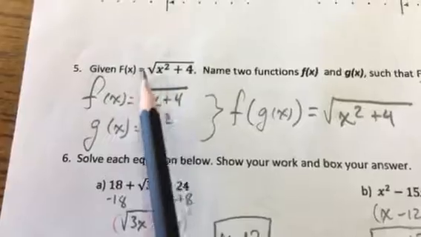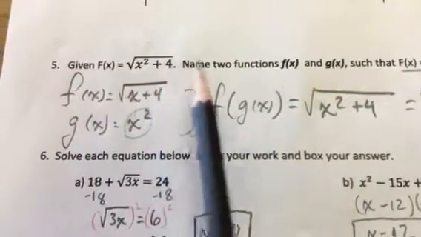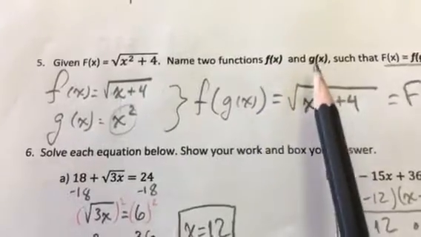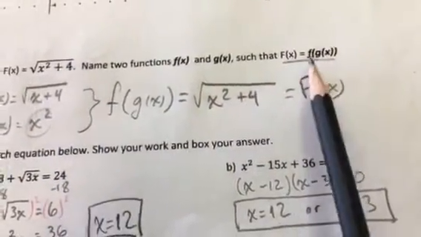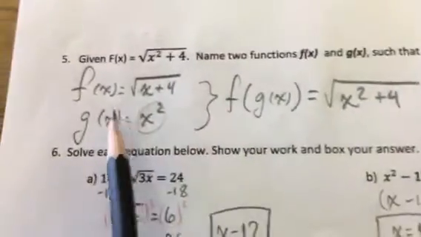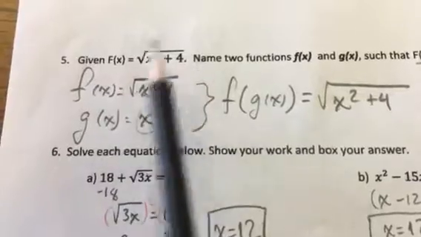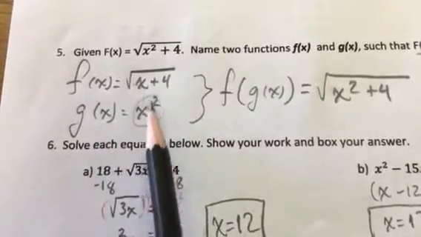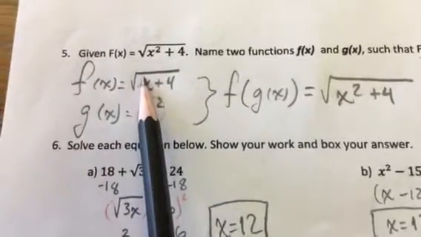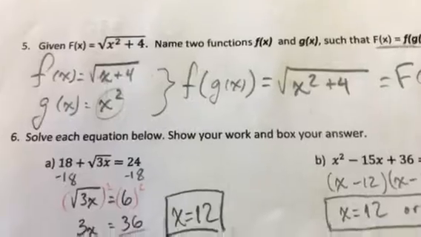Okay, a couple of different ways to do number 5. I've got the function square root of x squared plus 4, and I'm trying to ask you to come up with 2 different functions, f of x and g of x, such that square root of x squared plus 4 equals f of g of x. Turns out to be more than one way to do that. If one of the functions is square root of x plus 4, and the other function is x squared, I can take g of x, plug it into f of x, and that gives me the square root of x squared plus 4. But there's another way to do it too.